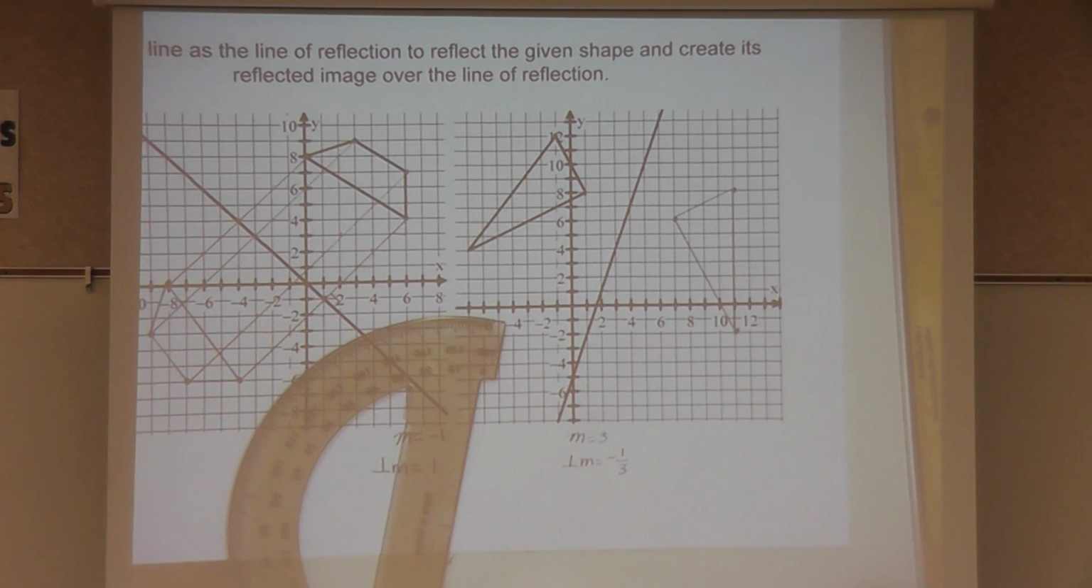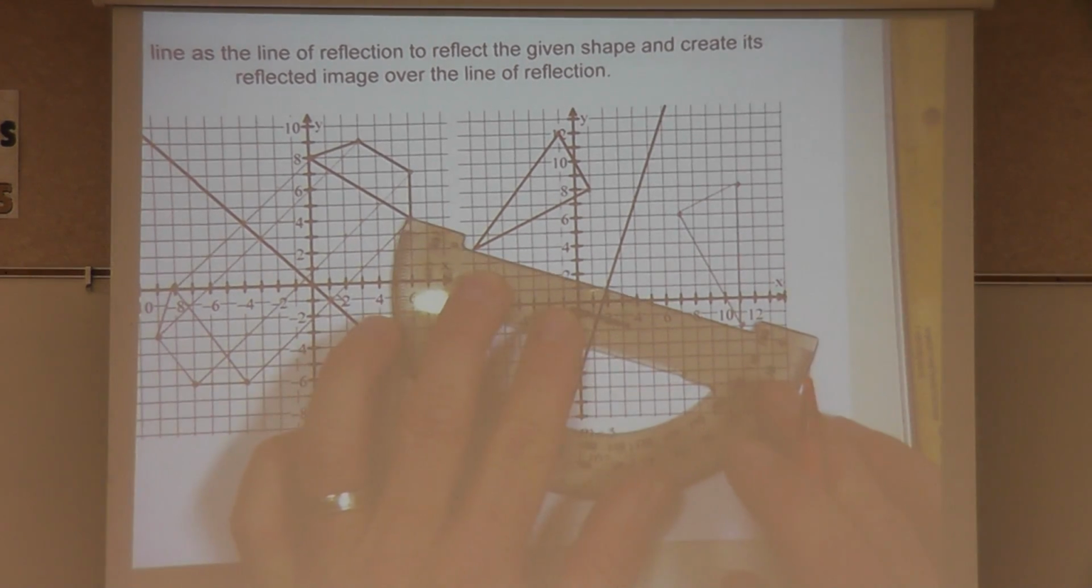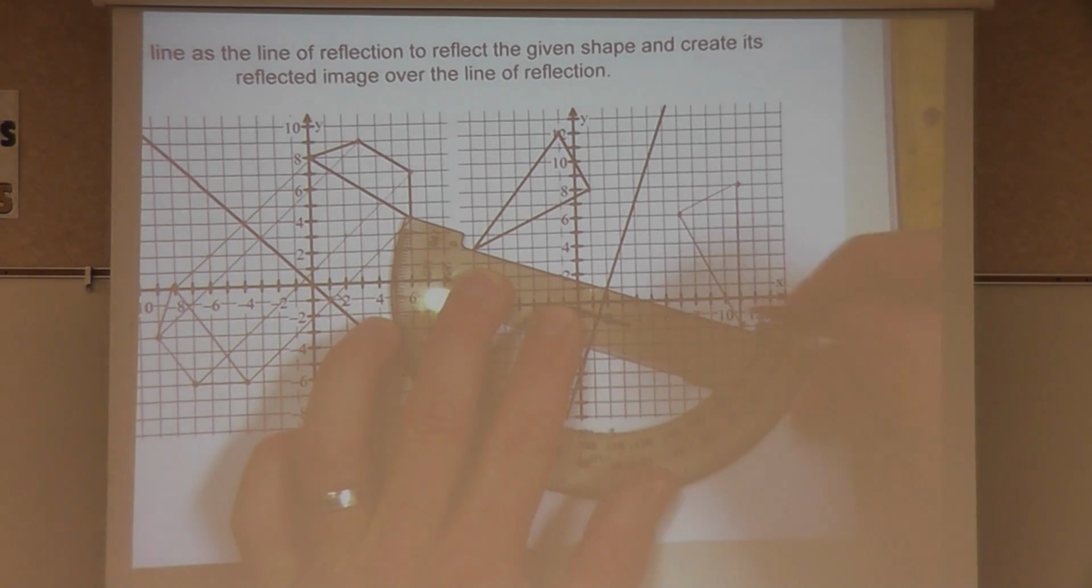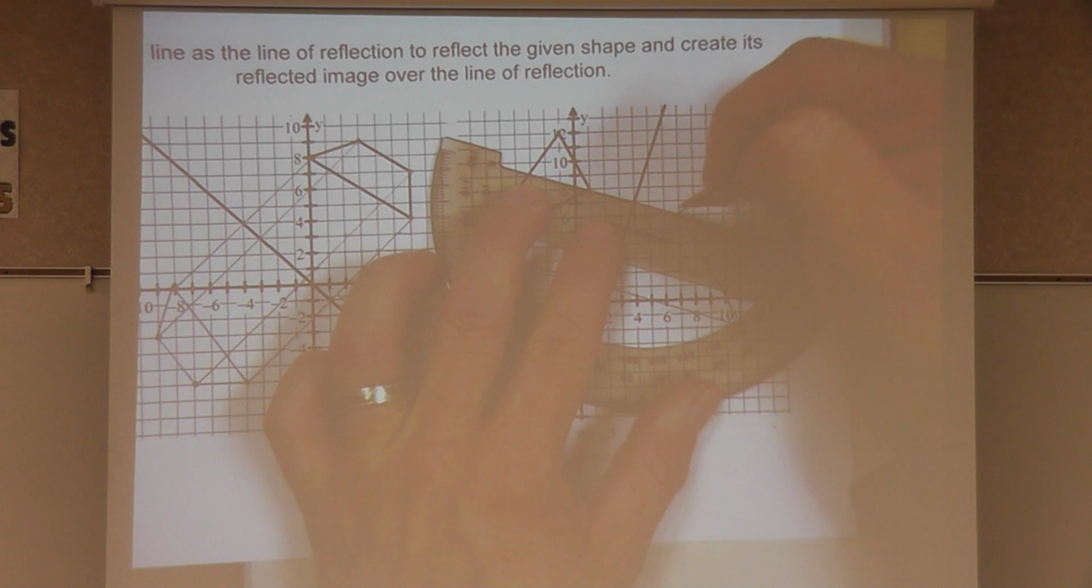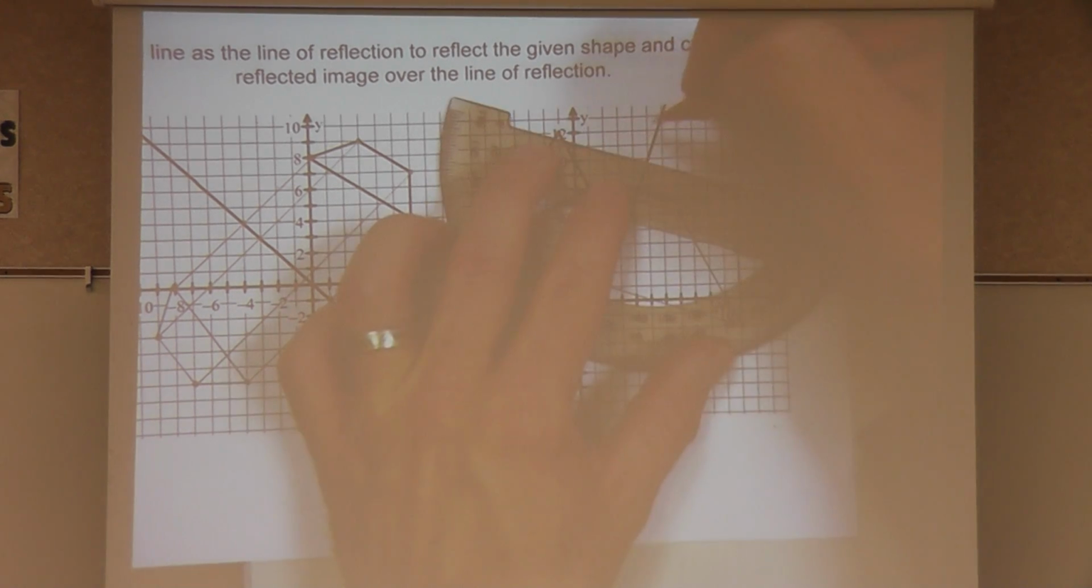And there's the new triangle. There are a few ways you can check if you're right. If you connect any of the images to the pre-images, you should see that they're perpendicular to the line of symmetry, and you should see that they're bisected by the line of symmetry, and you should see that they're parallel to each other.